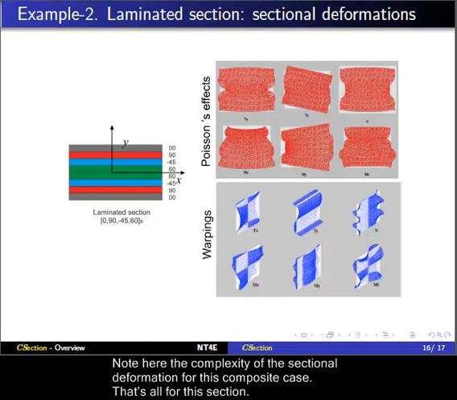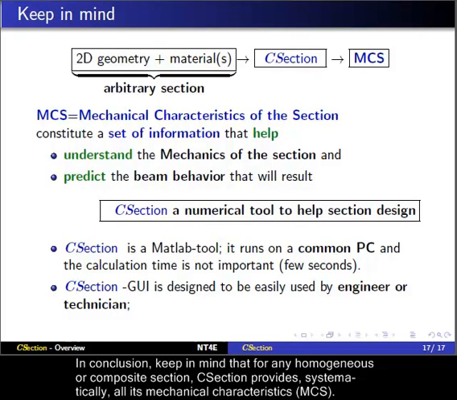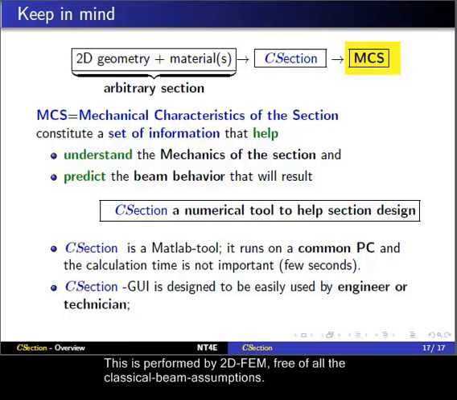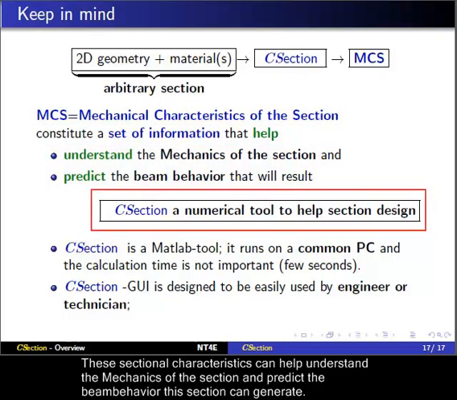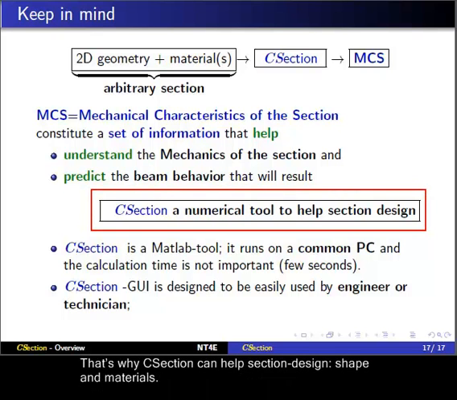That's all for this section. In conclusion, keep in mind that for any homogeneous or composite section, C-section provides systematically all its mechanical characteristics. This is performed by 2D finite element method, free from all the classical beam assumptions. These sectional characteristics can help understand the mechanics of the section and predict the beam behavior this section can generate. That's why C-section can help section design, shape and materials.